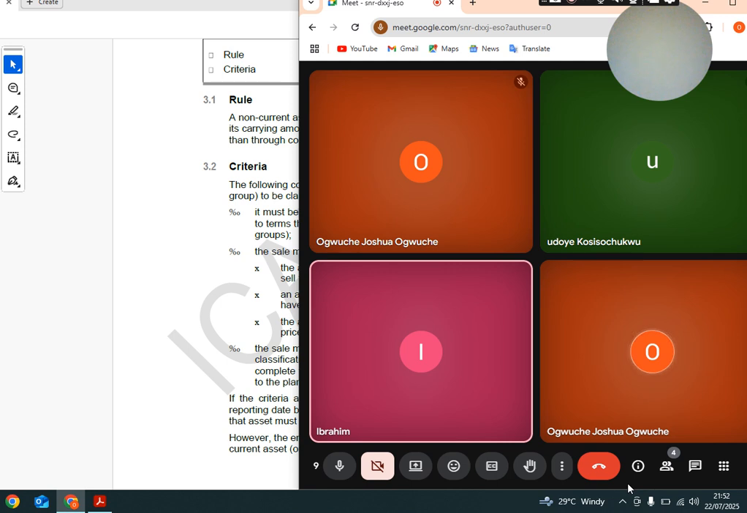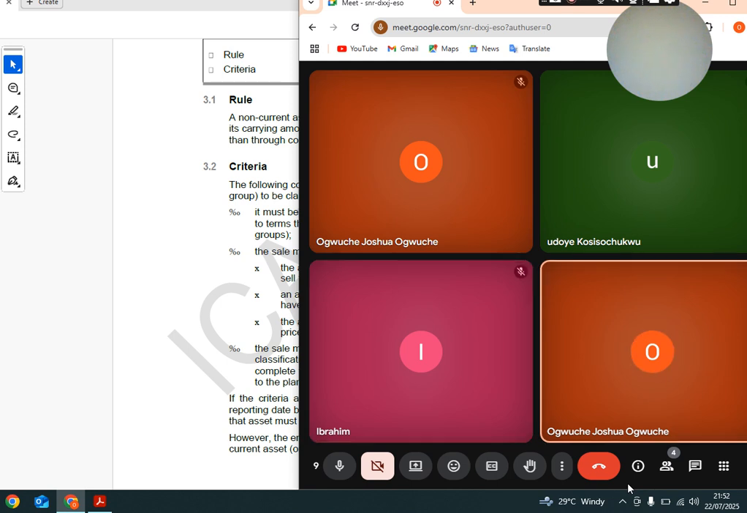Yes, sir. Okay. So this asset is no longer depreciable. You cannot depreciate it again, but you subject it to impairment test, right? You subject it to impairment test.